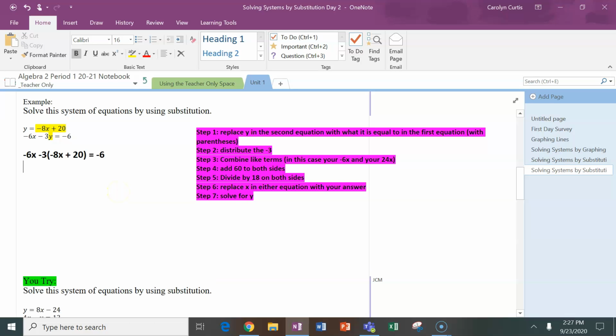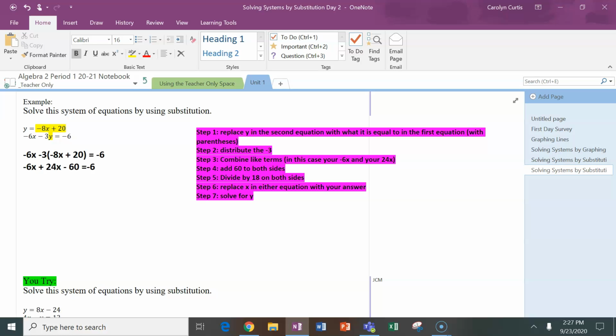So the negative 6x stays the same. We're not touching that. Negative 3 times negative 8x is positive 24x, so plus 24x. Negative 3 times a positive 20 is a negative 60. And then you have your equals negative 6.